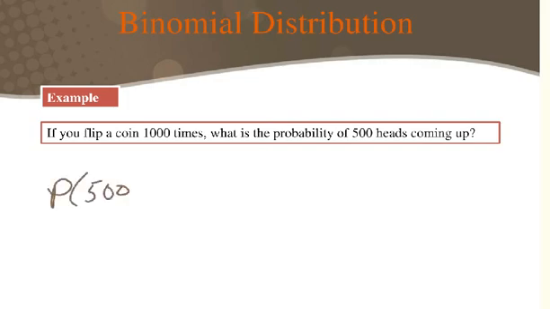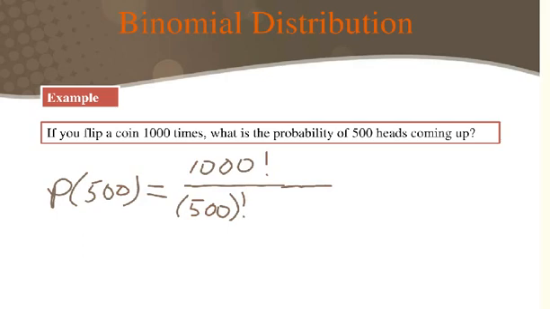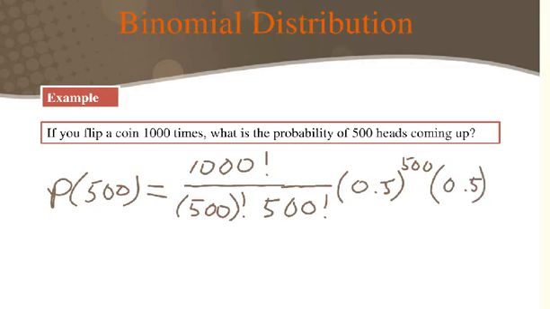That is, the probability of 500 would be the number of trials, and I should say you should verify that this would result in a binomial distribution. We'd have 1,000 independent trials, so we'd have 1,000 factorial, divided by 1,000 minus 500, which is 500 factorial, and then times 500 factorial. Now the probability of a success, or a head, is 0.5 to the 500 power, and the probability of a failure is also 0.5, and here we want 1,000 minus 500, which is, again, 500.